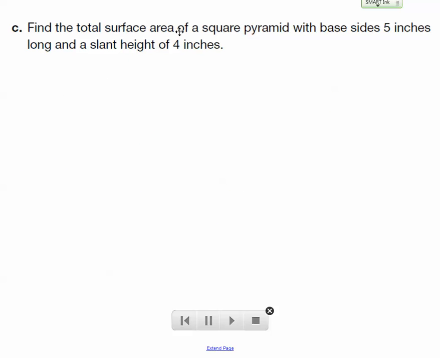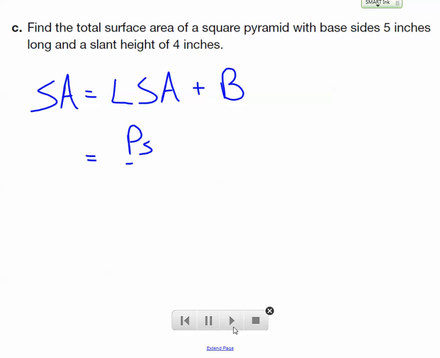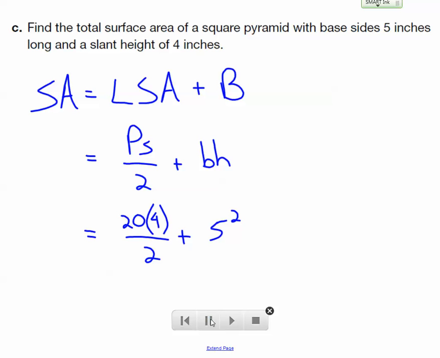Let's find the total surface area of a square pyramid with a base 5 inches long and a slant height of 4 inches. The total surface area is going to be the lateral surface area plus the area of the base. Now the lateral surface area of a pyramid, off our first slide, is the perimeter of the base times the slant height divided by 2. And the area of a square base is base times height, or we could just say side length squared.